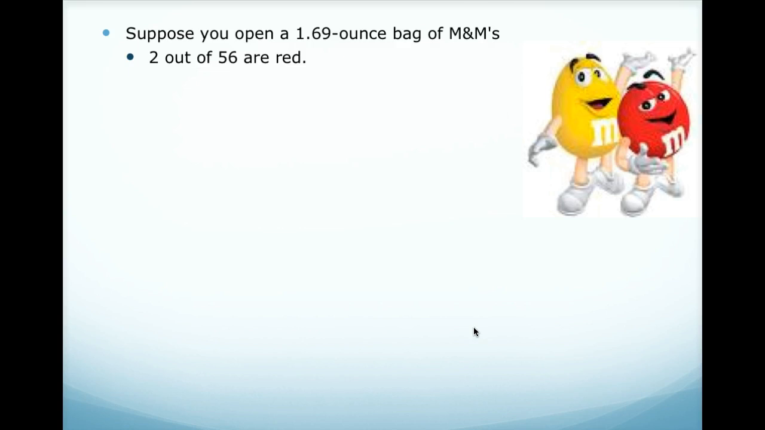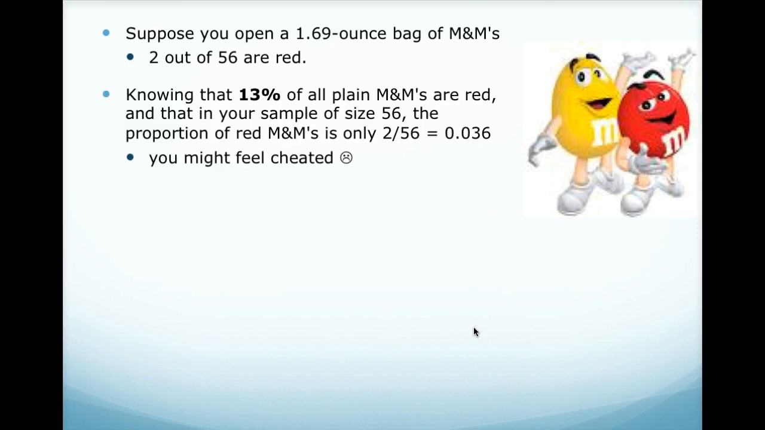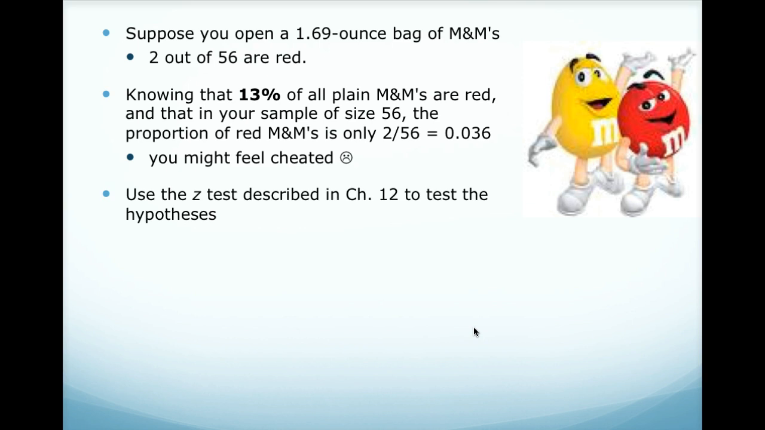Alright, so if we go back to previous chapters, we could do a single proportion inference procedure. So for example, suppose you open a 1.69 ounce bag of M&Ms, that's a regular size bag of M&Ms, and only 2 out of the 56 are red. Well, according to the Mars Chocolate Company, 13% of all plain M&Ms should be red, and in your sample of size 56, the proportion is only 3.6%. Now, if red is your favorite color, you might be feeling a little cheated at this point.